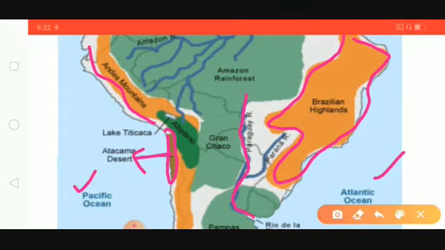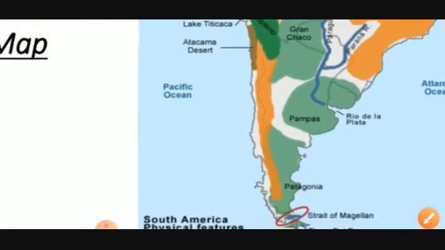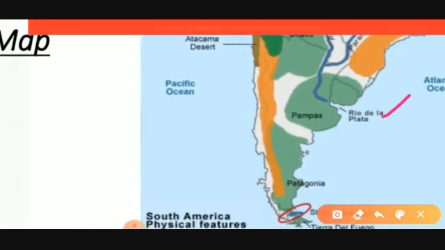Like that, the Parana also originates from the Brazilian Highland, comes and joins with the Paraguay River, and then it falls into the Rio de la Plata. You can see Rio de la Plata here. It's also a place which you have to mark. So Rio de la Plata, it's this place. You have to mark Rio de la Plata here.